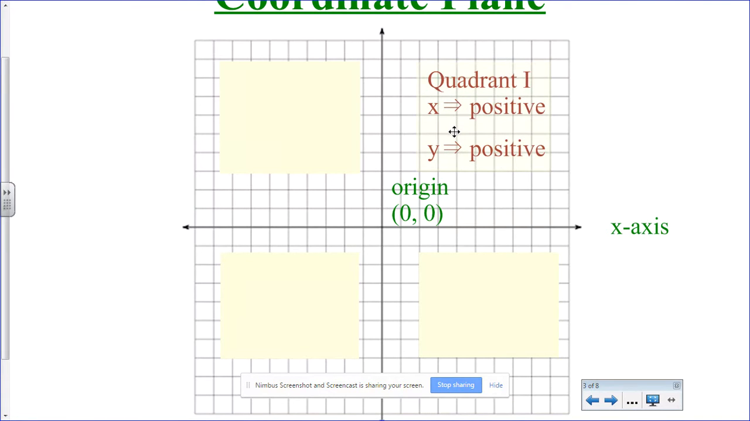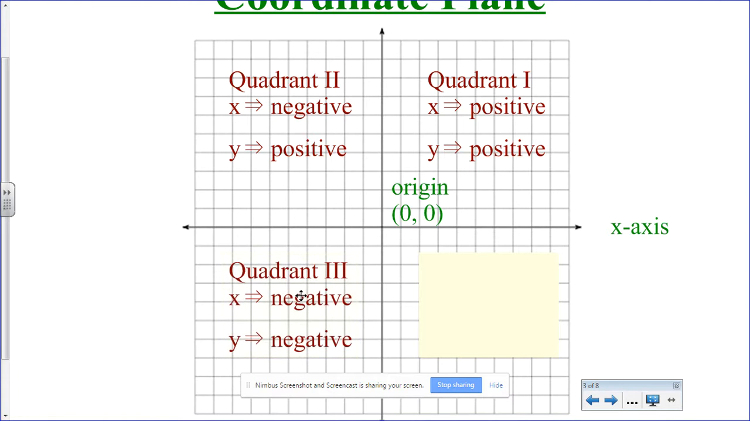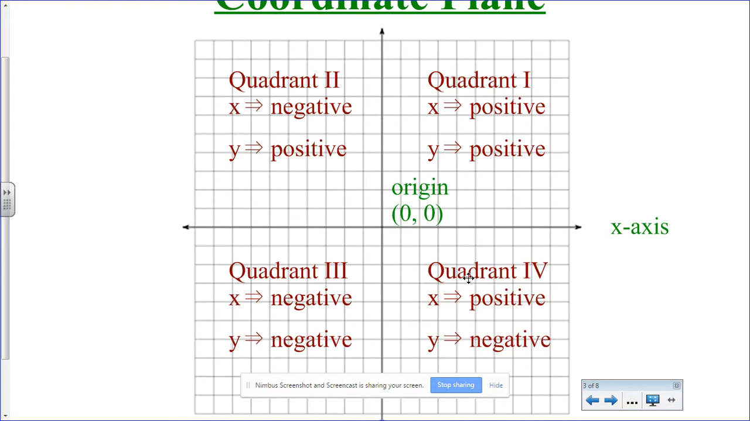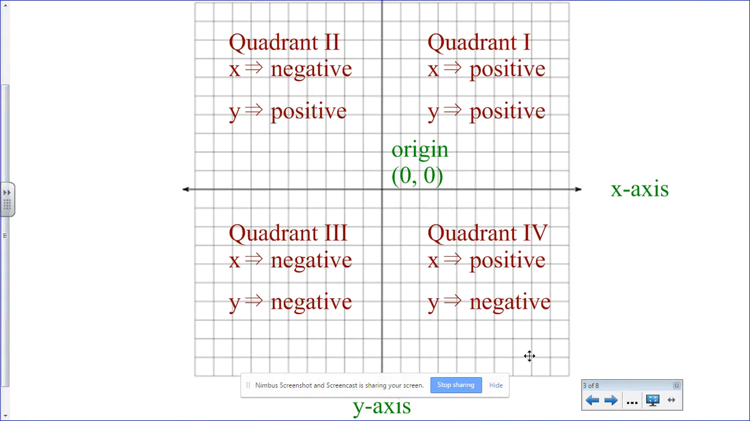In quadrant 1, x and y are both positive. In quadrant 2, x is negative and y is positive. In quadrant 3, x is negative and y is negative. And in quadrant 4, x is positive and y is negative. Go ahead and pause the video so that you can write all of this down on your graph and have it labeled. When you are ready, go ahead and hit play again so we can go through a couple examples.